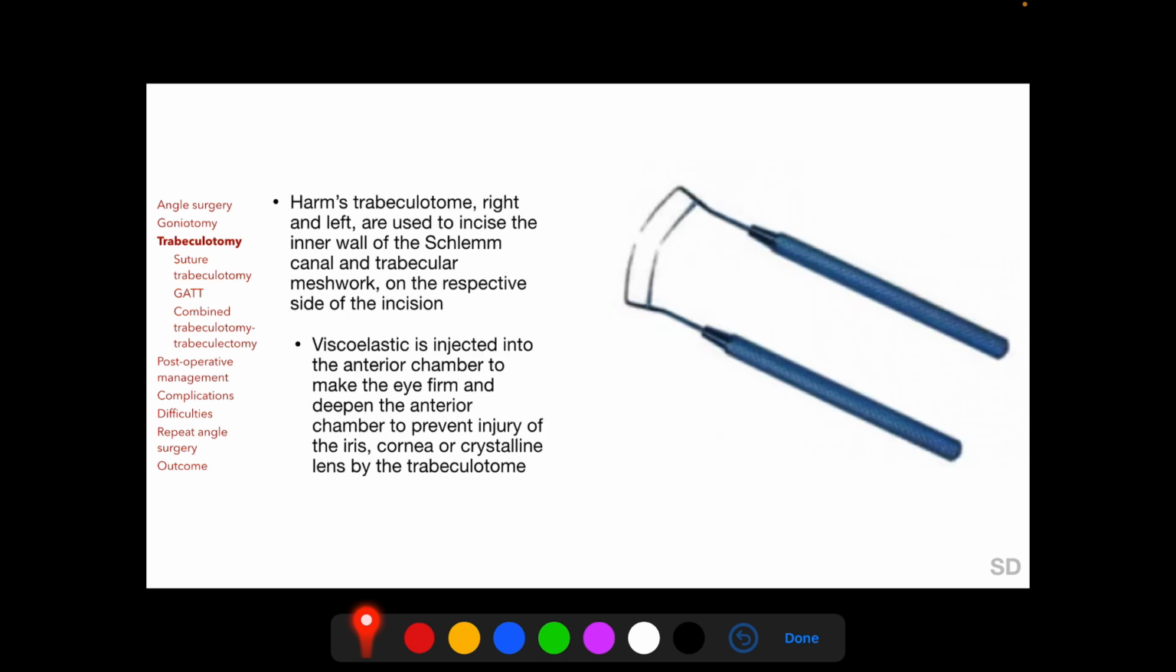Viscoelastic is injected into the anterior chamber to make the eye firm and deepen the anterior chamber to prevent injury of the iris, cornea or the crystalline lens by the trabeculotome. Each Harms trabeculotome has two arms: the distal arm or the inner arm, and the proximal or the outer arm.